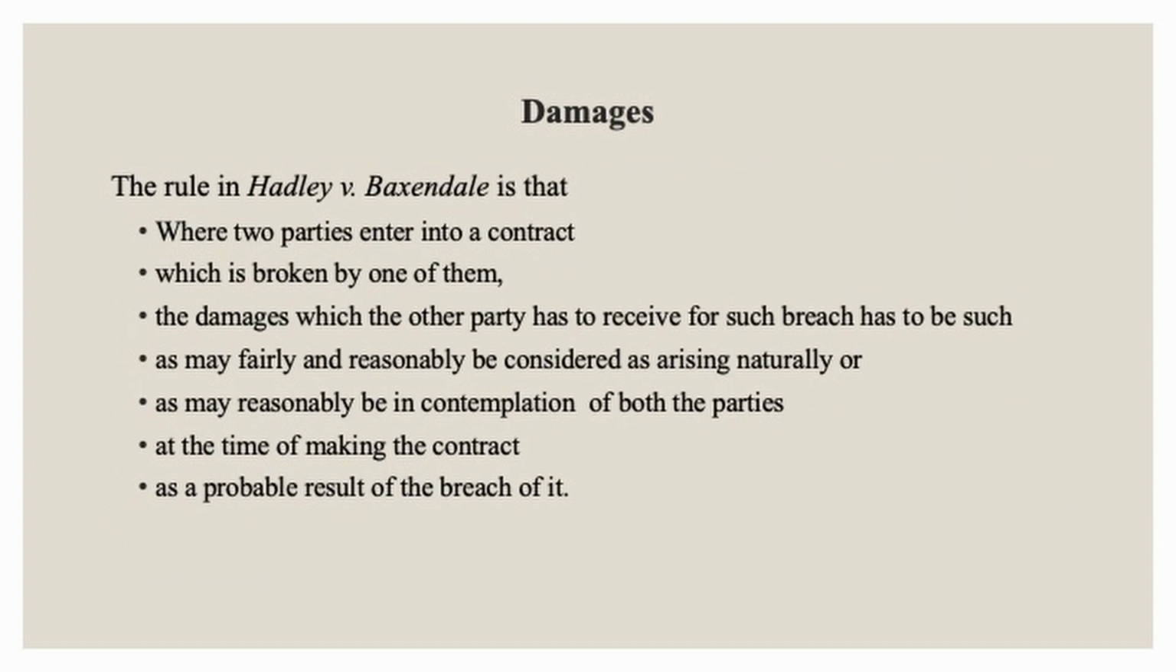The rule as laid down in this case was that when two parties enter into a contract which is broken by one of them, the other party has to be compensated through damages, and the damages which the other party has to receive should be such as may fairly and reasonably be considered as arising naturally, or as may reasonably be in contemplation of both the parties at the time of making the contract as a probable result of breach.